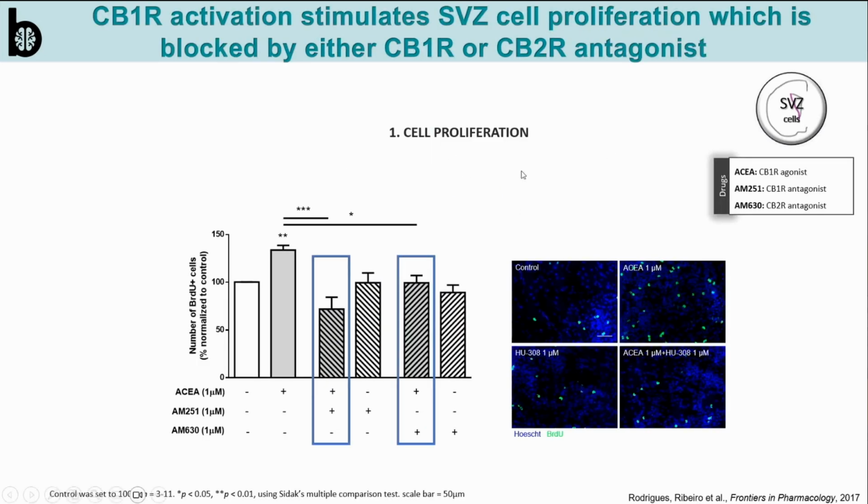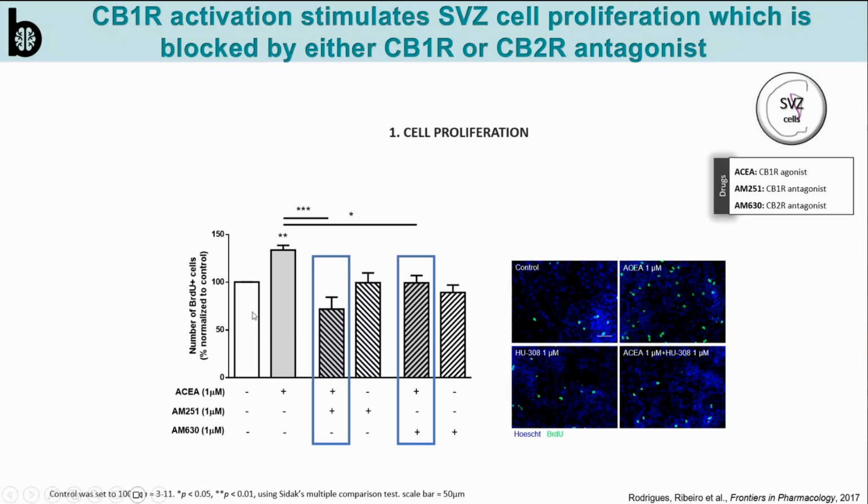So one of the first things that we studied, we did this in the subventricular zone. We also did it in the hippocampal dentate gyrus. And you can see here an image in which we have in blue the nuclei. As I said, we always stain the nuclei. And in green, the BrdU positive cells, so the cells that were proliferating at that time.